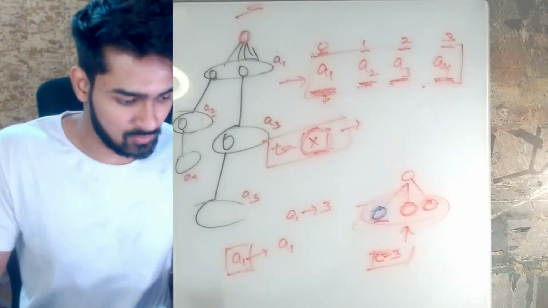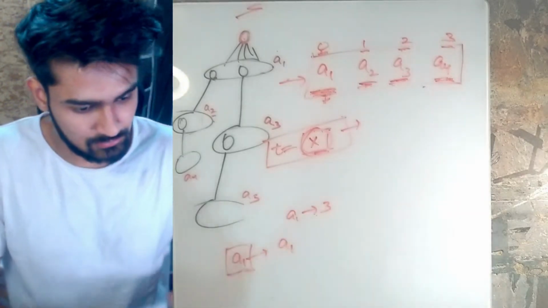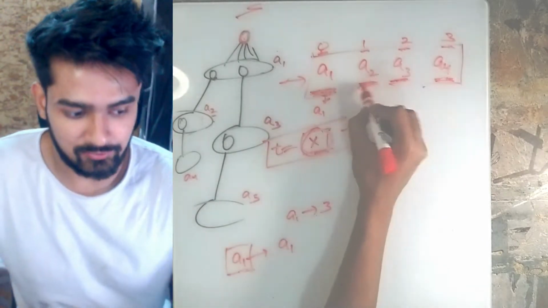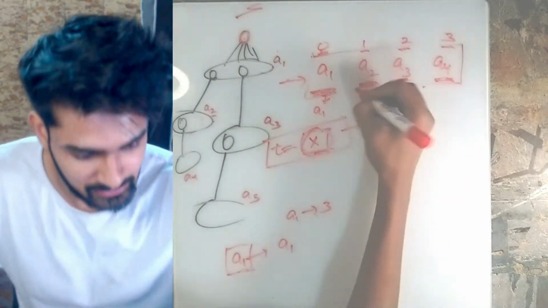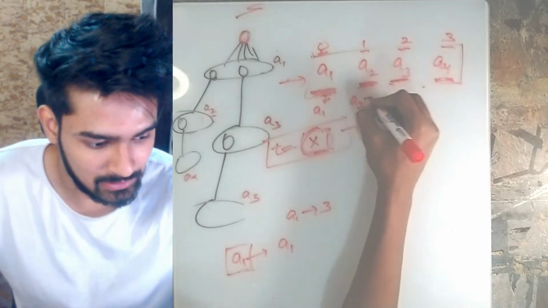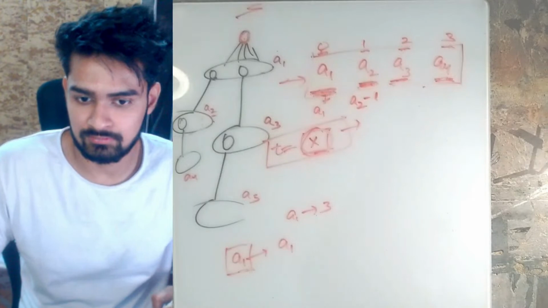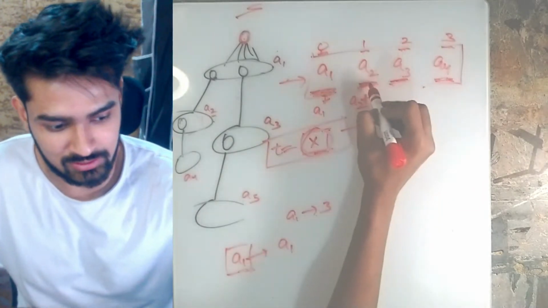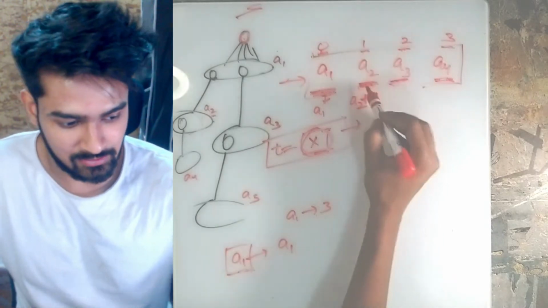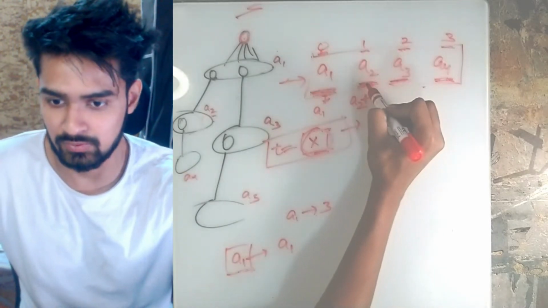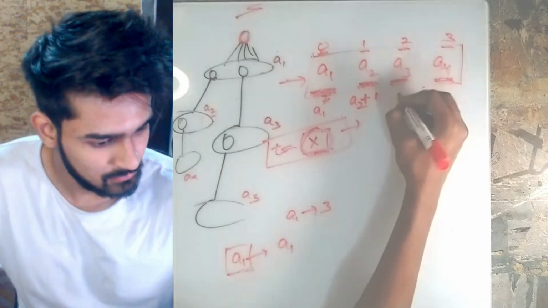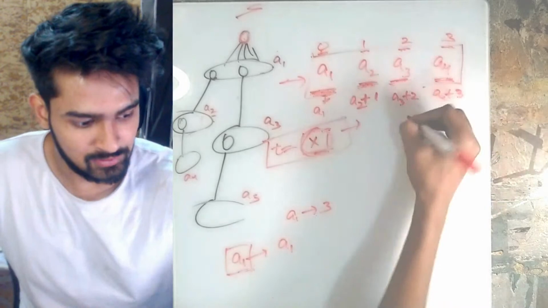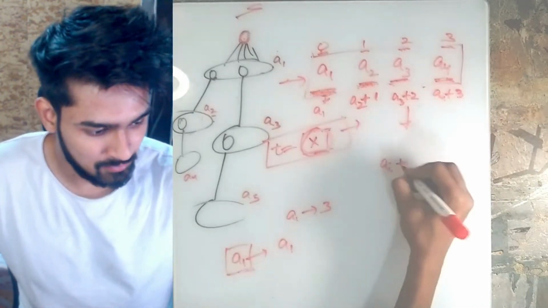So for this, A1 seconds are required. Now, how many seconds are required for this A2? For this, A2 plus 1 seconds are required, because this got started after 1 second, when we infected one child from this one. Similarly, A3 plus 2 and A4 plus 3, which is actually A of i plus i.